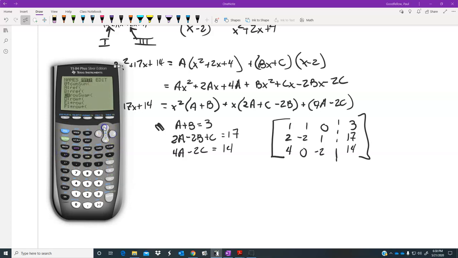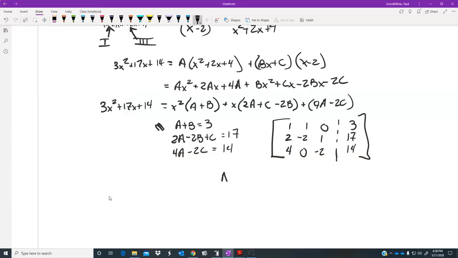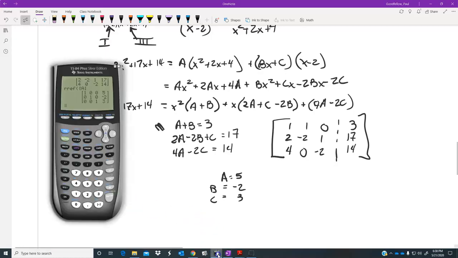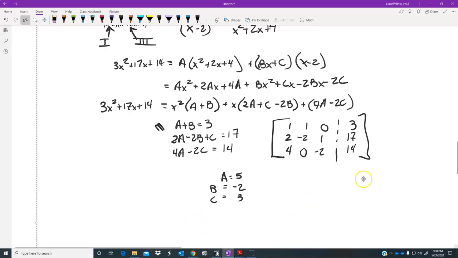We'll RREF this, row reduced echelon of matrix A. And we end up with three answers of 5, -2, and 3. So we've got A is 5, -2, and 3. I think that's what I said. I'll check again and see if I've got those same answers. Ooh, my memory's starting to be good.